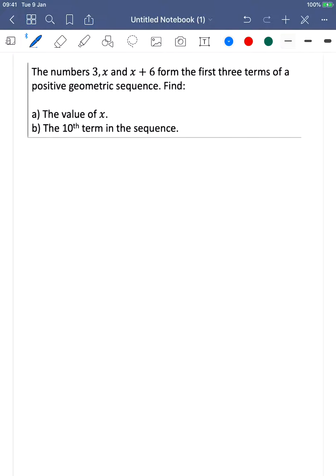Okay, so that's one type of question you might get, setting up those simultaneous equations and solving them. Another one, this is quite interesting. The numbers 3, x, and x plus 6 form the first 3 terms of a positive geometric sequence. So it tells us that there's a geometric sequence. We don't need to identify it.